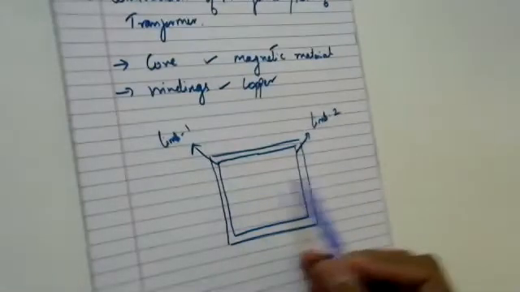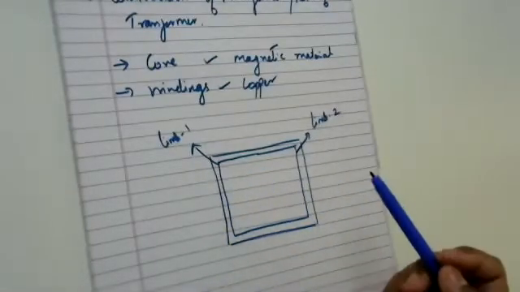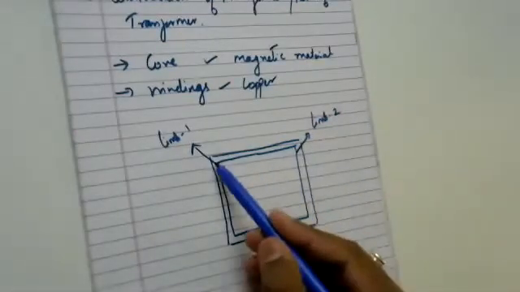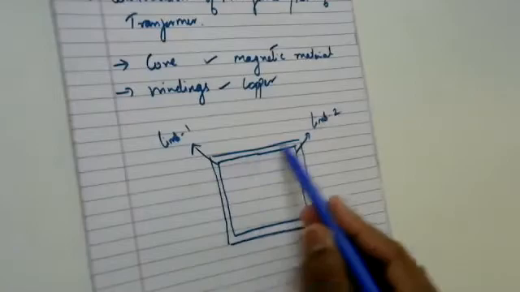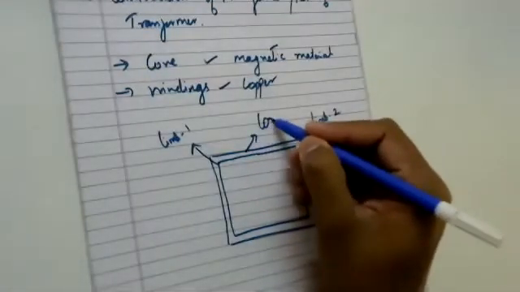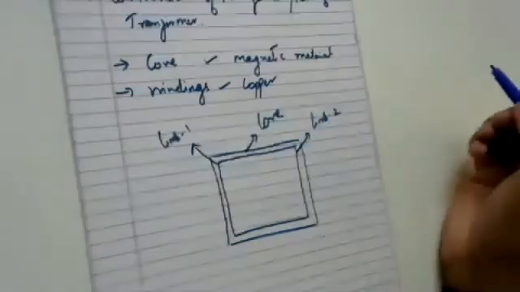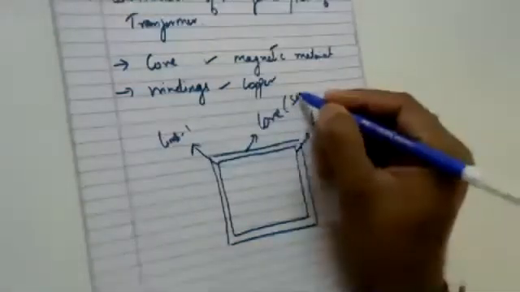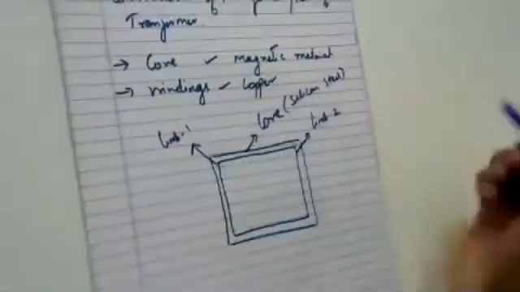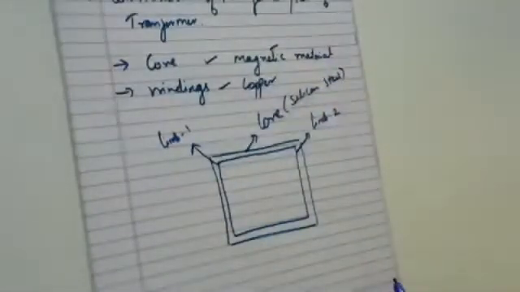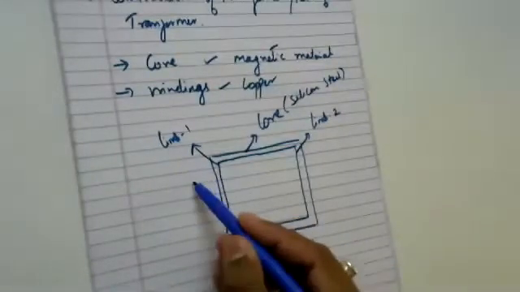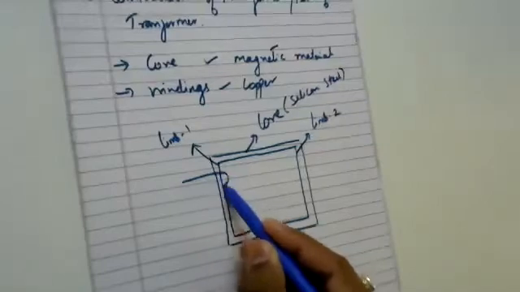On these limbs, we are going to wound the windings. And this element that you are observing, like a square plate, is made up of silicon steel, which is called the core. It is made up of silicon steel. Then next, in order to show these windings, we say that these windings are wound on the core.